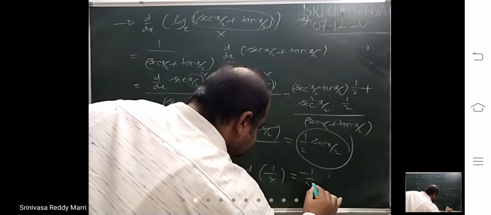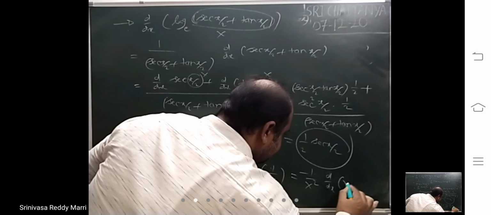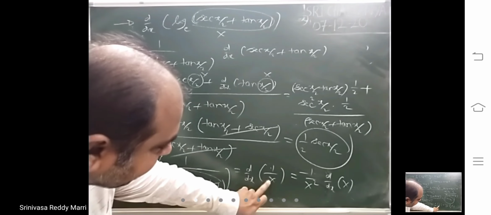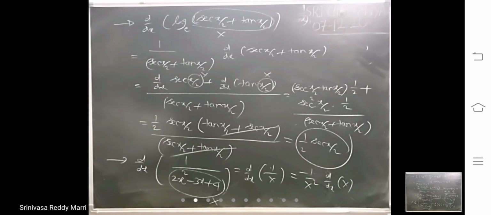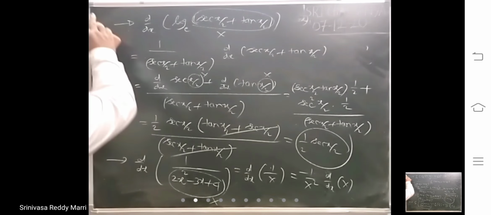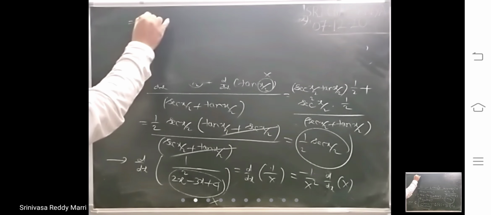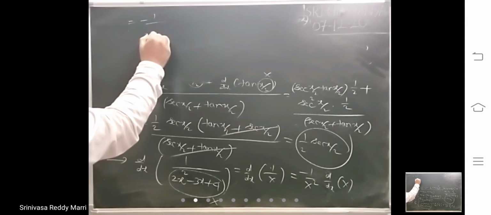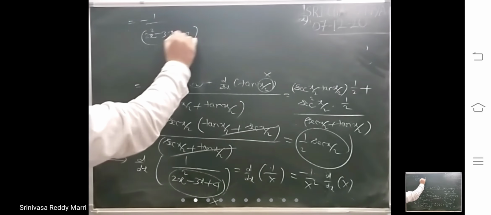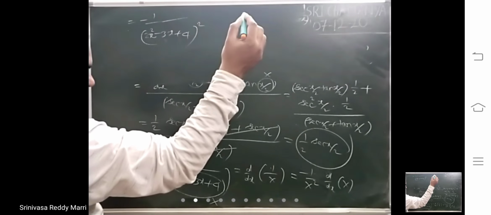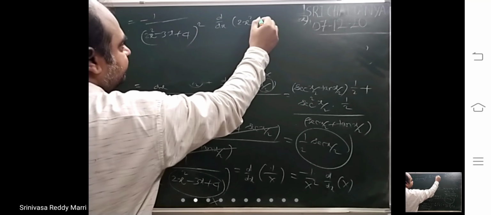What is the 1 by x formula? Minus 1 by x square into d by dx of capital X. Or otherwise, x power minus 1. X power n, if you write directly, you will get minus 1 by x square into d by dx of capital X. So that means minus 1 by 2x square minus 3x plus 4 whole square, capital X, into d by dx of capital X.